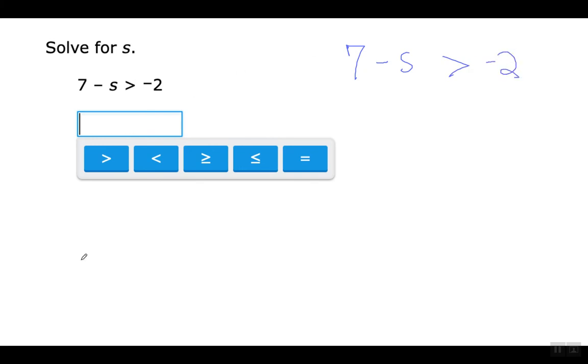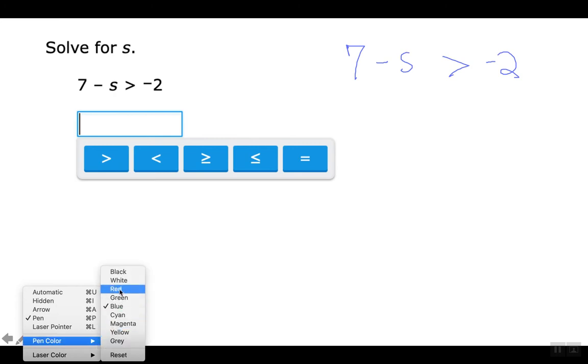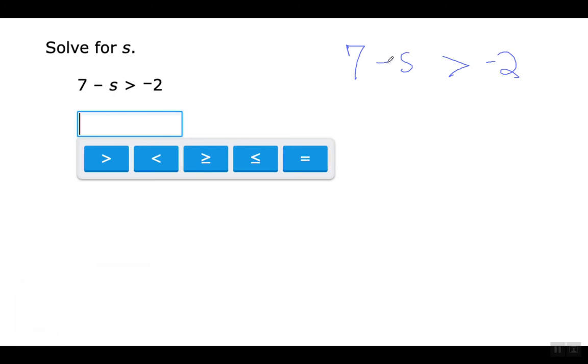The fast way to do it is to think about it this way. I want to change that minus s to a positive s. So let's move the s to the right by just going like this. This will cancel out. So now I'm left with 7 greater than. Right here, I cannot combine negative 2 plus s because they are not like terms. So I could just write s minus 2, or you could also write negative 2 plus s.